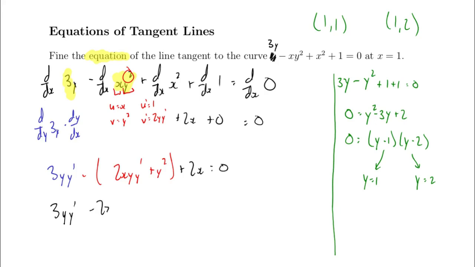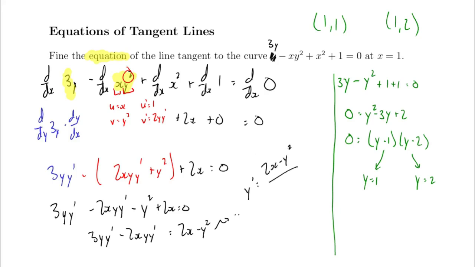3y prime minus 2xy y prime, I almost missed a y there, minus y squared plus 2x equals 0. And so we end up with 3y prime minus 2xy y prime equals y squared minus 2x. And we should be able to get that y prime is equal to 2x minus y squared all over 3y minus 2xy. There's our derivative. Here are our 2 points.